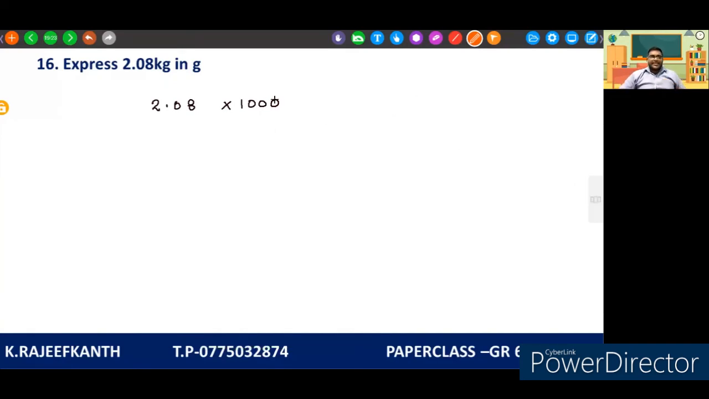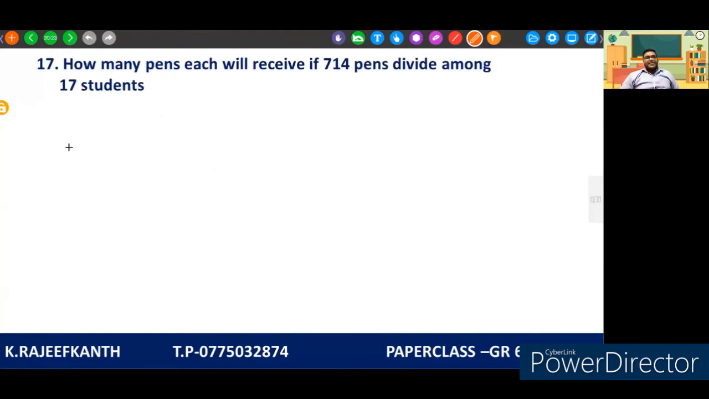So 2.08 times 1000. Here there are 3 zeros. When we are multiplying by 1000, we have to move this decimal point by 3 digits. 1, 2, here we can add a 0, then 2080 gram. Then 2.08 kilogram is equal to 2080 gram. Then question number 17. How many pens each will receive if 714 pens are divided among 17 students?